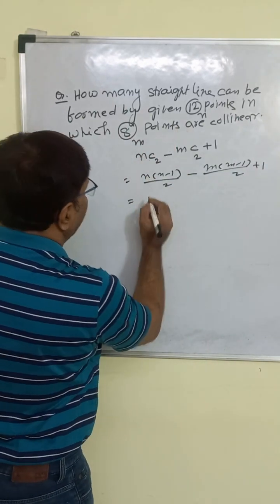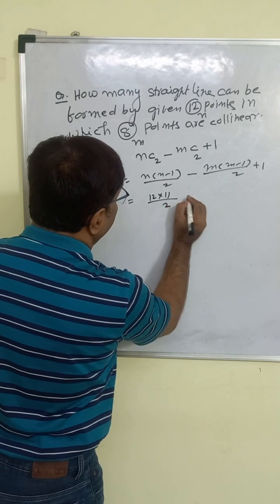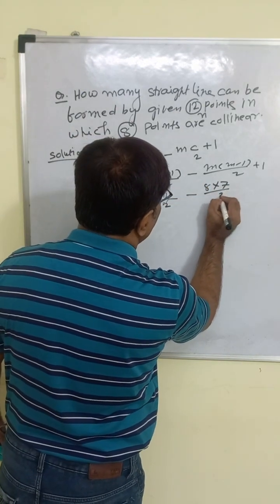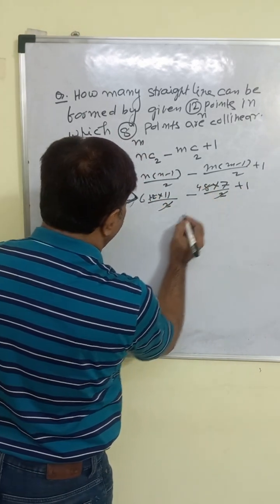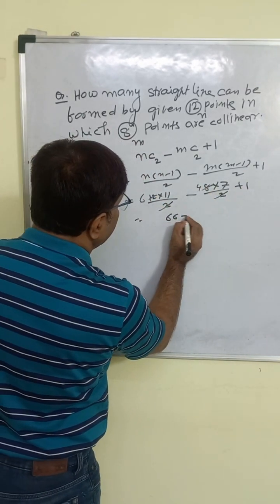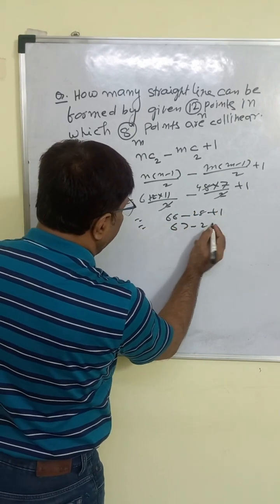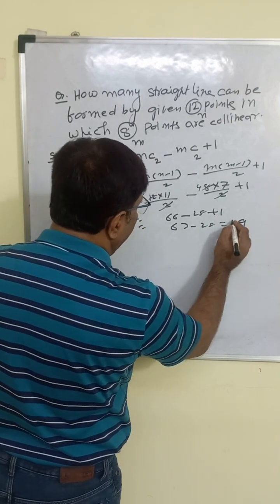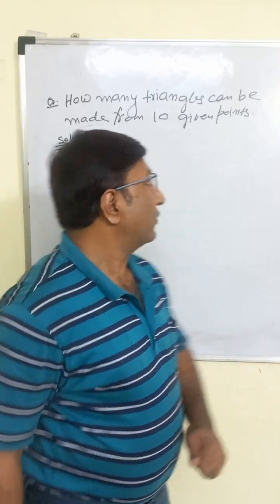So n is 12. So 12 into 11 by 2, and here m is 8, so 8 into 7 by 2, plus 1. 2 6s are 12 and 2 4s are 8. So this is 66 minus 28 plus 1. So 67 minus 28. 17 minus 8 is 9, 5 minus 2 is 3. So the correct answer is 39.